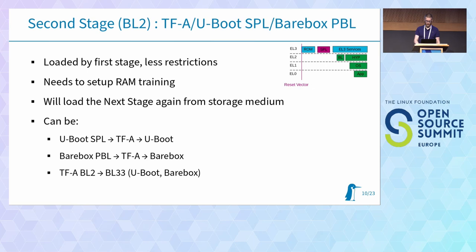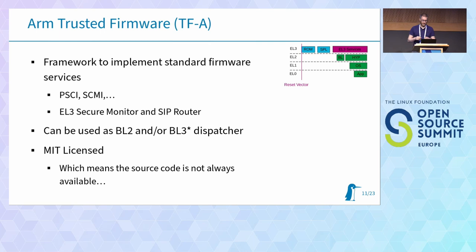Let's talk a bit about ARM Trusted Firmware. ARM Trusted Firmware is a framework to implement standard firmware services. We have PSCI and SCMI, which I'm going to talk about later, and it's also an exception level 3 secure monitor and silicon provider router. It's going to be explained on the next slide. And it can be used as BL2 and/or a bootloader 3 dispatcher.